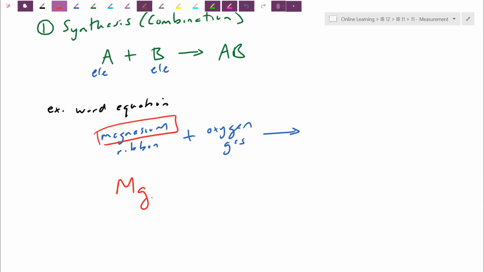So this one here, I want to remind you, this magnesium is actually a no charge. It's actually perfectly happy having those 2 valence electrons because it wasn't used for bonding just yet. Because it is in this ribbon state here, because I can just hold it into the Bunsen burner, I can put bracket S just to say it's a solid.